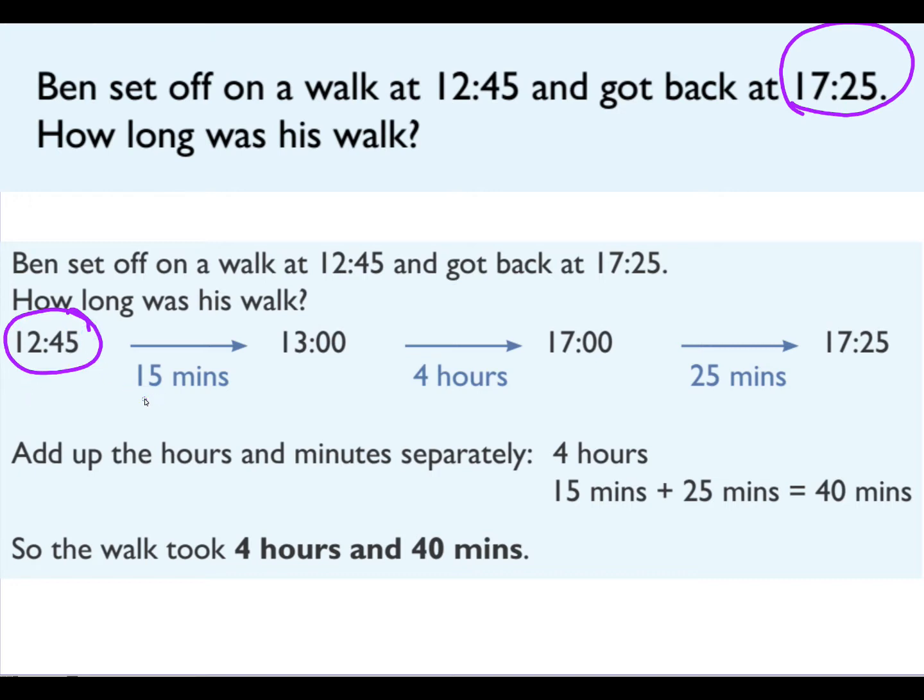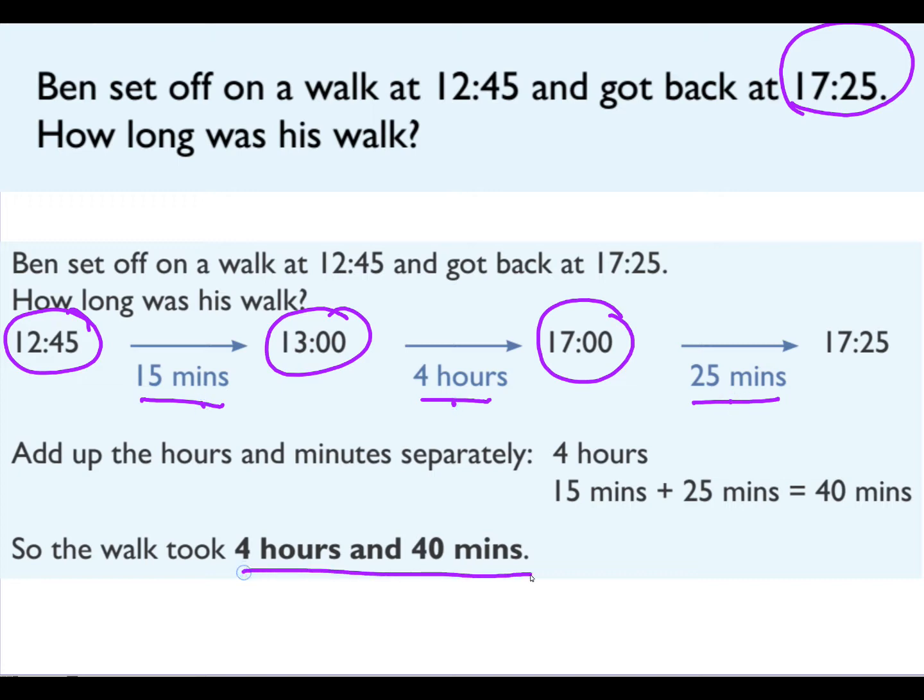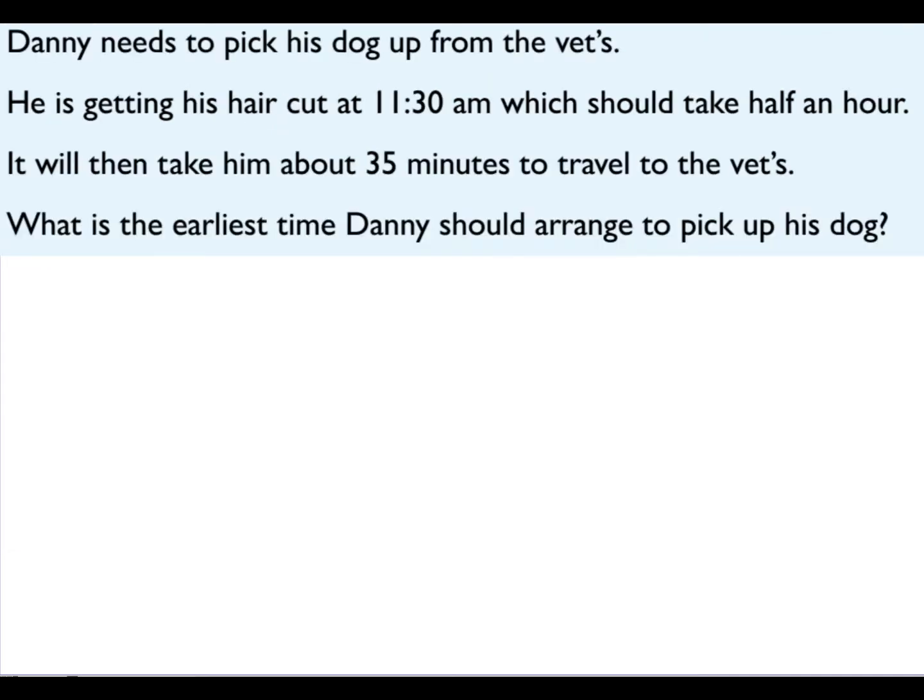So if you're at 12:45 and you add 15 minutes, you end up at 1 o'clock. If you add another 4 hours, it takes you to 5 o'clock or 1700. And then you've got the last little step to get to 17:25. So the time for the walk is 4 hours plus the 15 minutes plus the 25 minutes, which is 4 hours and 40 minutes in total. So it's the step method to work out the interval between two times. Have a go at this problem and see how you get on.